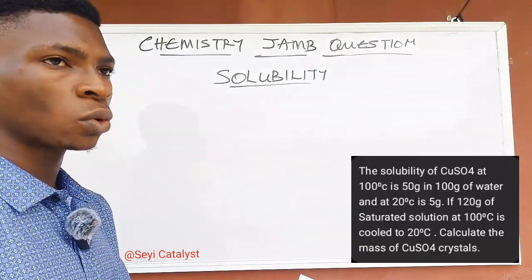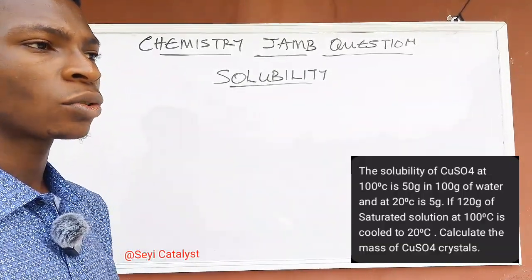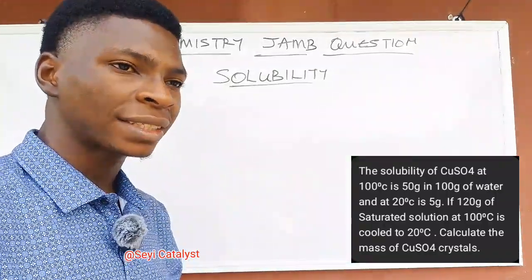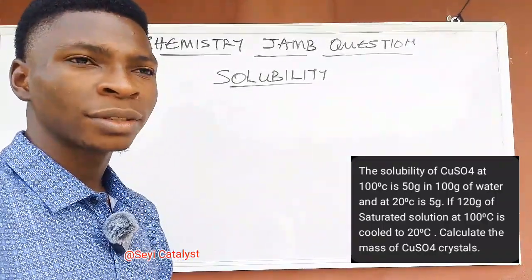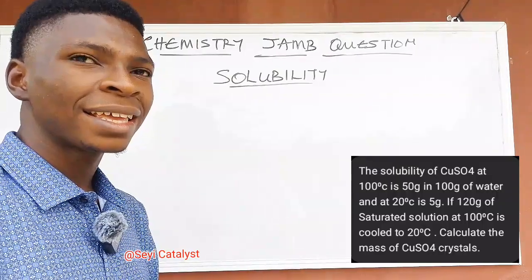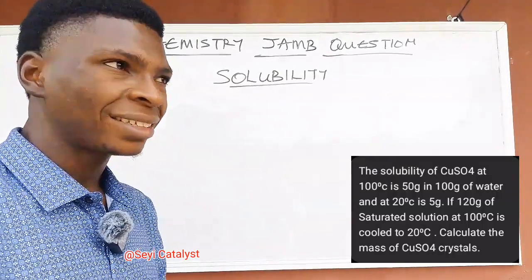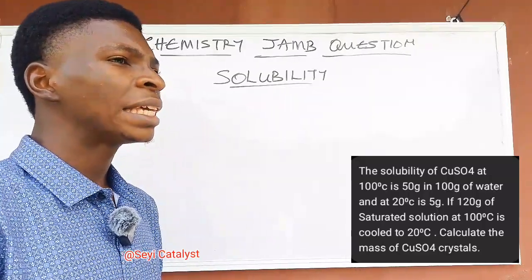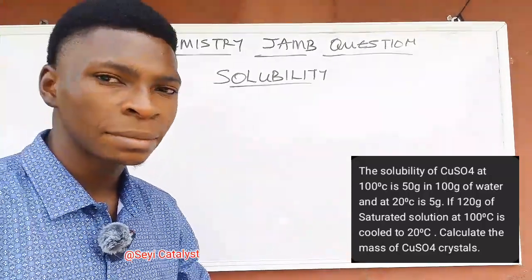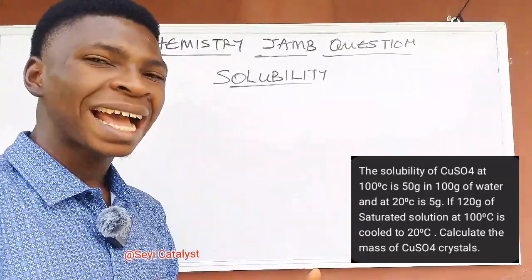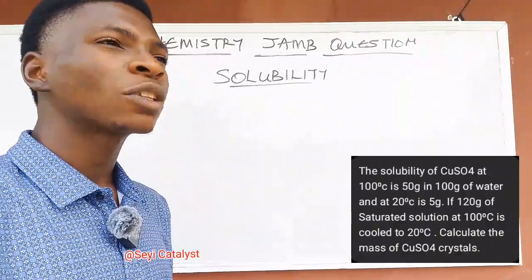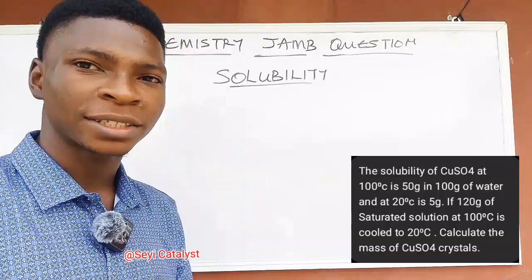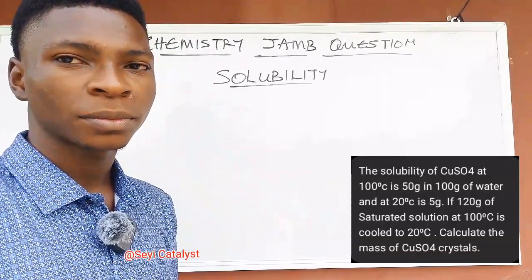Solubility of a solute. When talking about solubility, number one, there must be a solute, and then there must be a solvent, and the third one, there must be a temperature tagged. There must be a specific temperature. So now solubility of a solute is the maximum, listen, the maximum, the highest amount of solute that will dissolve completely, or that will saturate a solvent at a particular temperature.